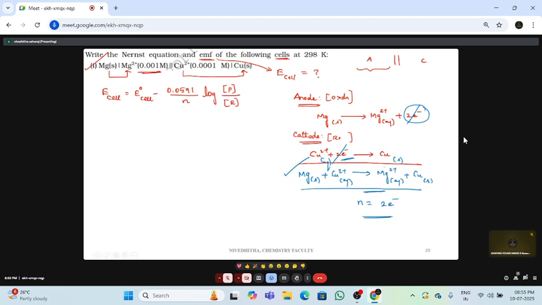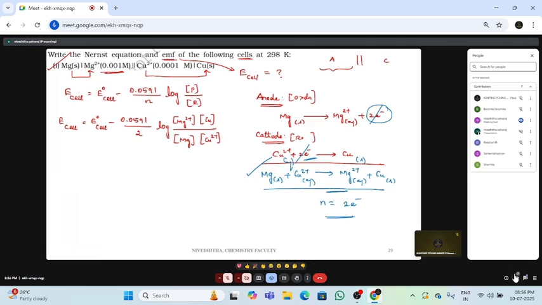Fine. And here the products are magnesium 2 plus ion and copper, and the reactants are magnesium and copper 2 plus, right? So E cell is equal to E naught cell minus 0.0591 divided by 2, which is the number of electrons involved, into log. Here the products are the concentration of magnesium 2 plus and copper, divided by the concentration of magnesium and the concentration of copper 2 plus.